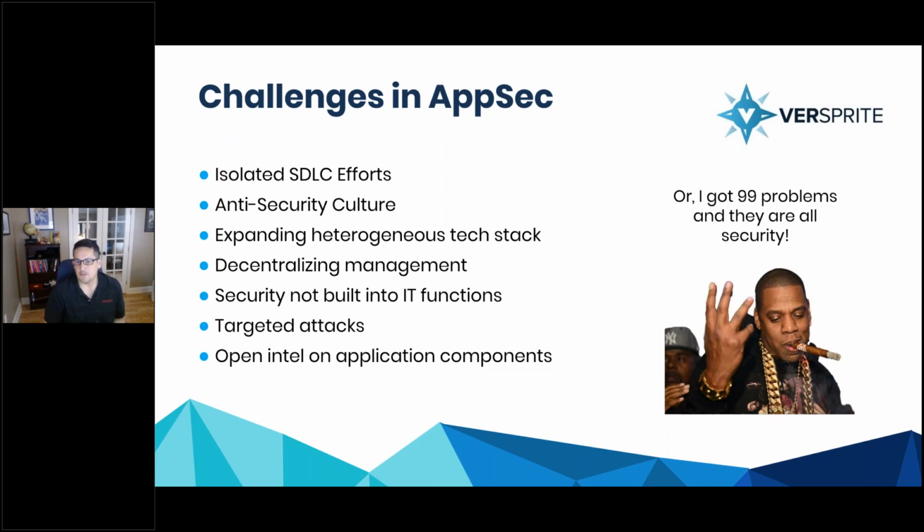So decentralization is definitely a challenge because it provides inconsistencies, right? That provides another challenge when you're trying to say, oh, we're all going to use this web application firewall for your internet-facing product. They might not be on board because they do their own architecture. So that's another major challenge. Security not being built into IT functions is definitely another challenge that many application security professionals face. It goes back to the anti-security culture of us versus them, or them versus us.